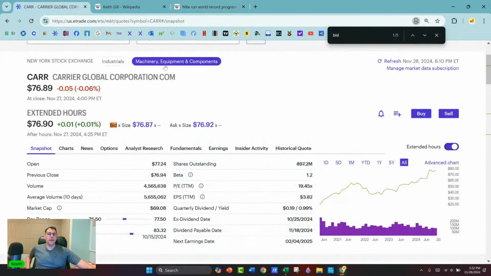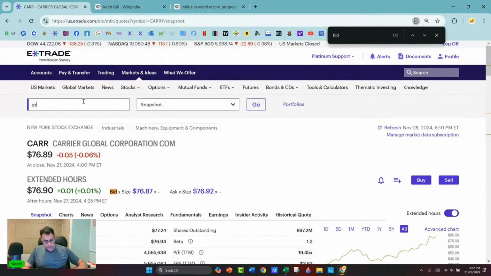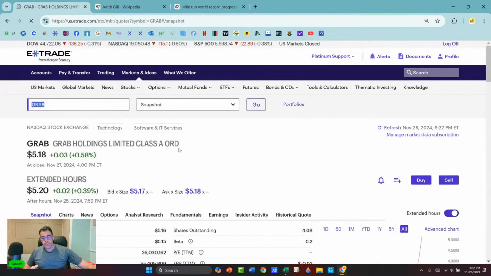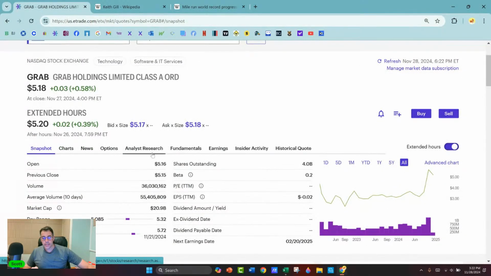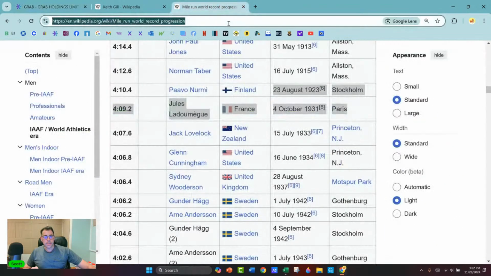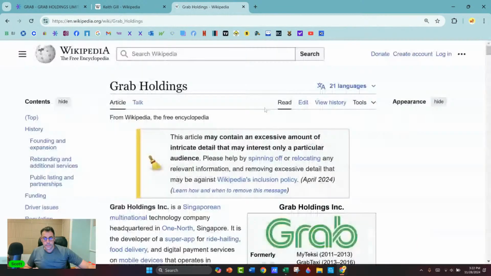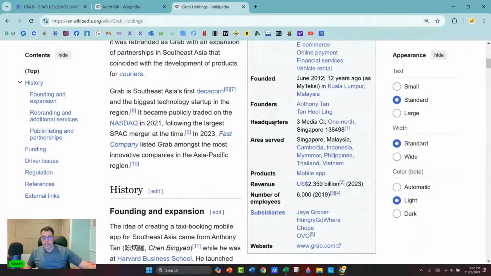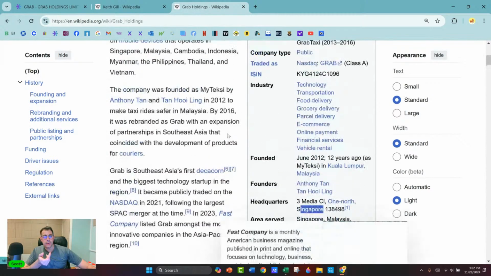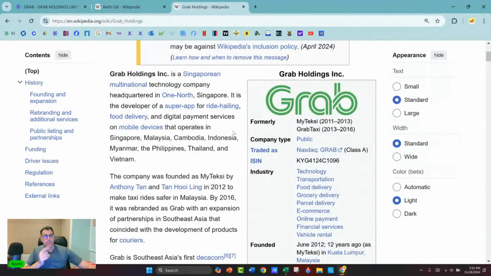Grab, yeah, the delivery company, Grab Holdings. That's a British company, right? It's like DoorDash. Am I thinking of the right company? Grab. Oh, it's in Singapore. I was thinking of a different company, but it is like DoorDash, right? Oh, no, ride hailing. Okay. Yeah. Okay, now I remember. What was I thinking of?